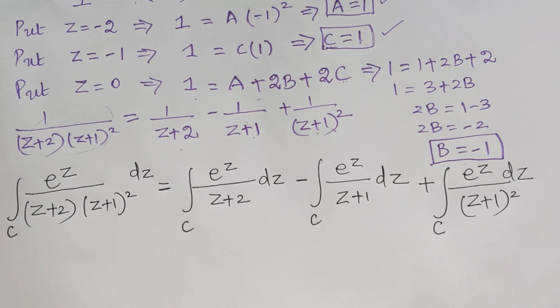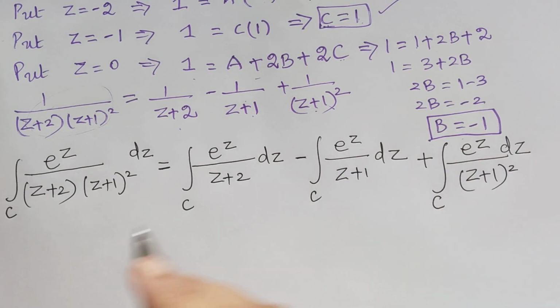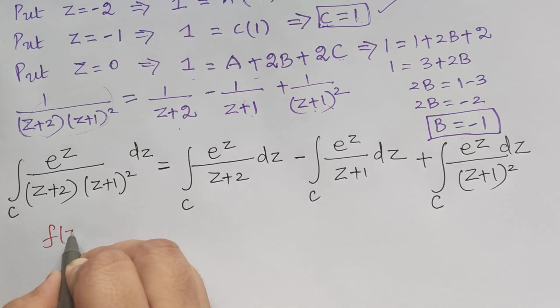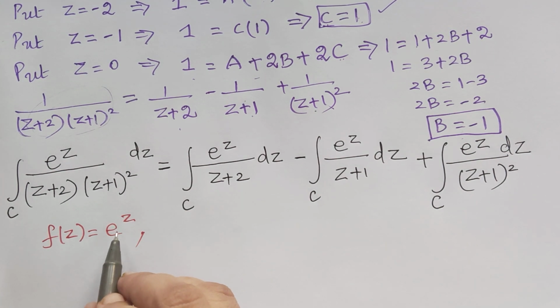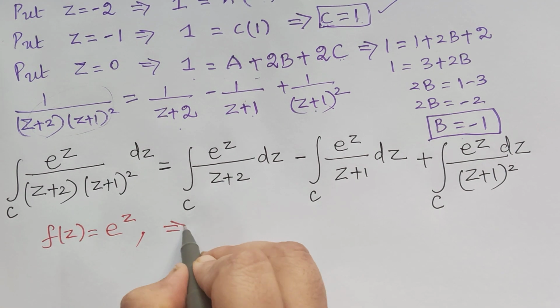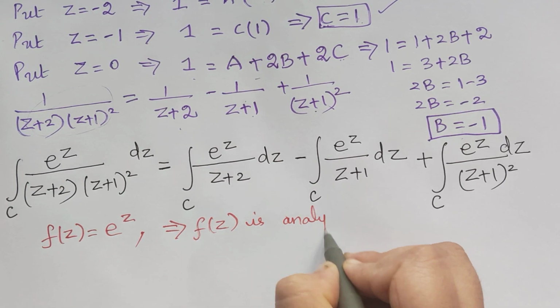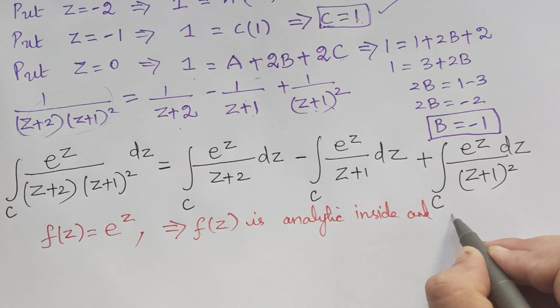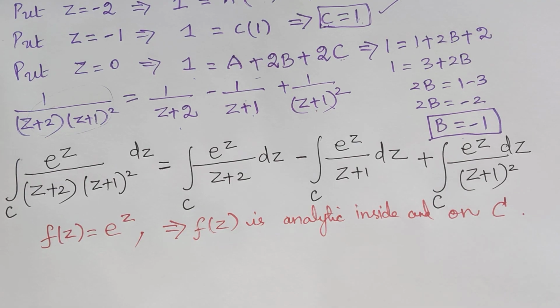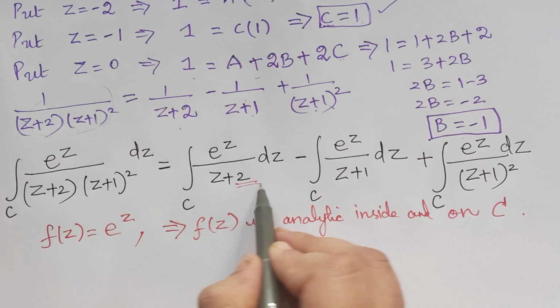Now we shall evaluate each of the integrals, and before that we have to check whether f of z is analytic. Now what is f of z over here? The function f of z is equal to e power z. We know that exponential functions are analytic everywhere. Therefore f of z is analytic inside and on C.